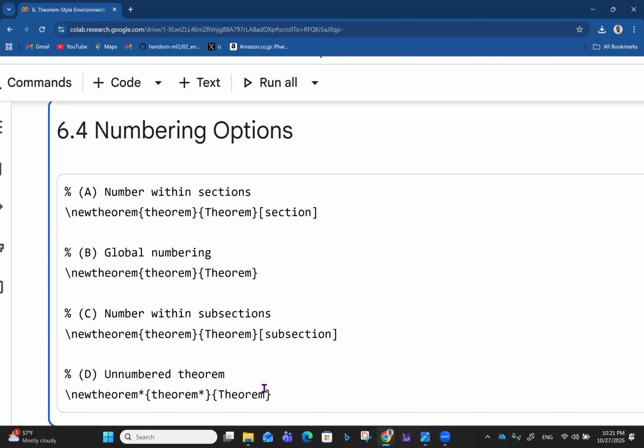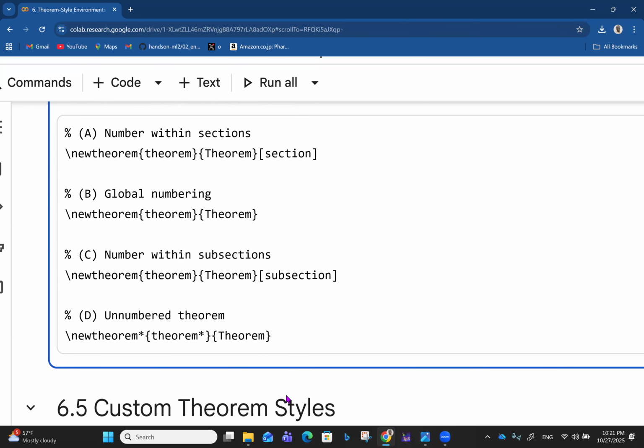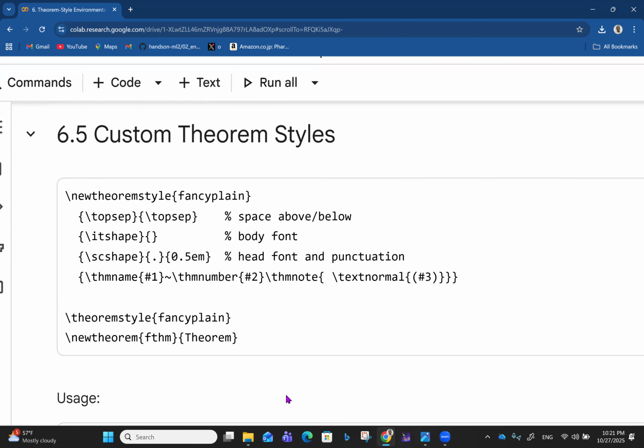Now you can also number within subsections, so you have newtheorem{theorem}{Theorem}[subsection] rather. Then you can also have unnumbered theorems: you just have this newtheorem*, theorem*. So the theorems are just there without numbering. If you don't want them numbered, you can have that option too.